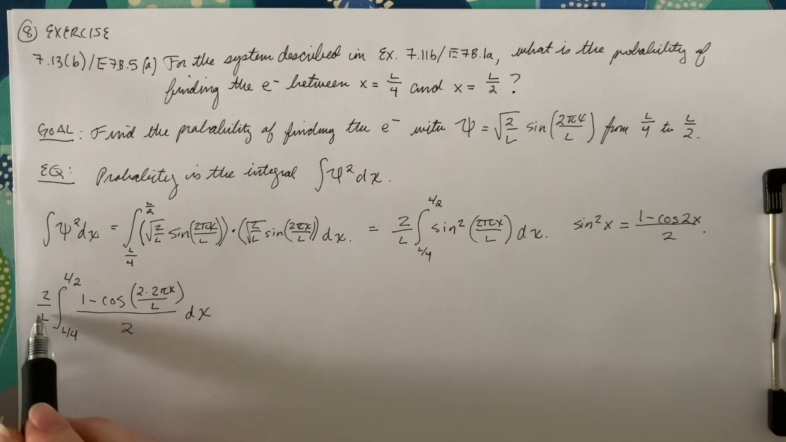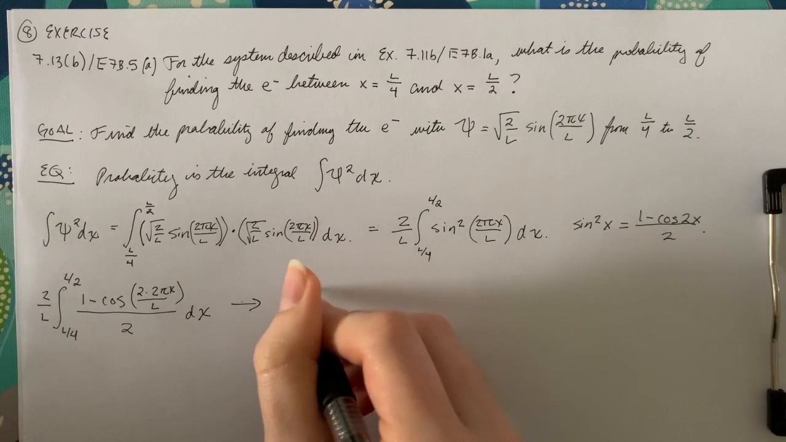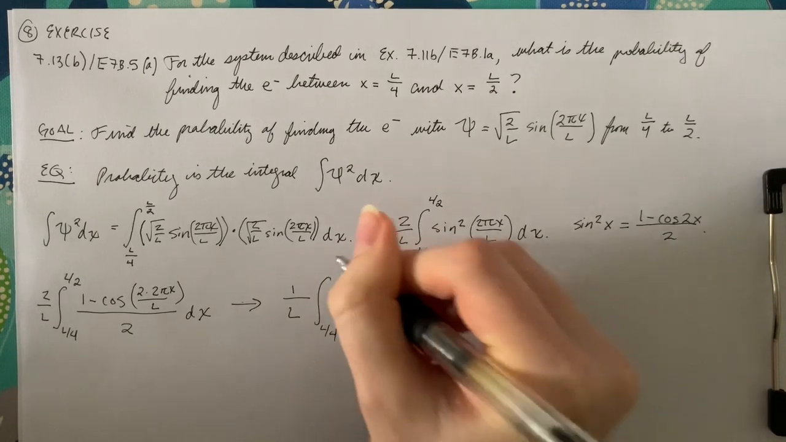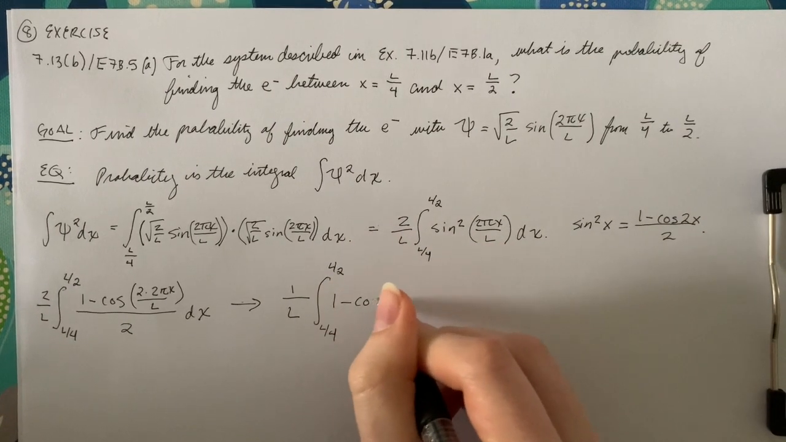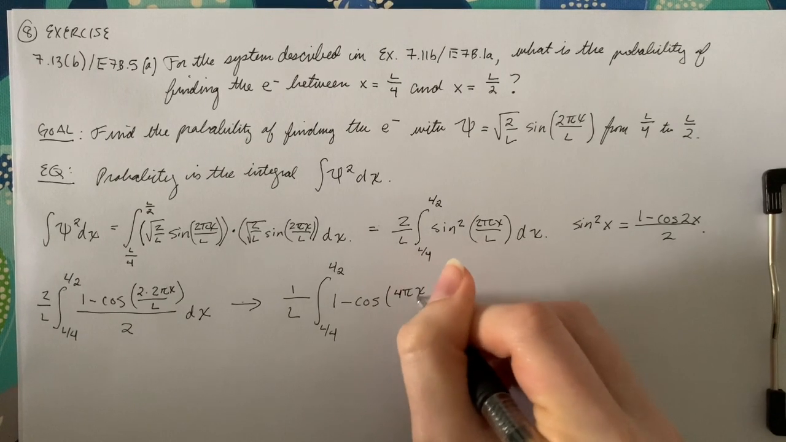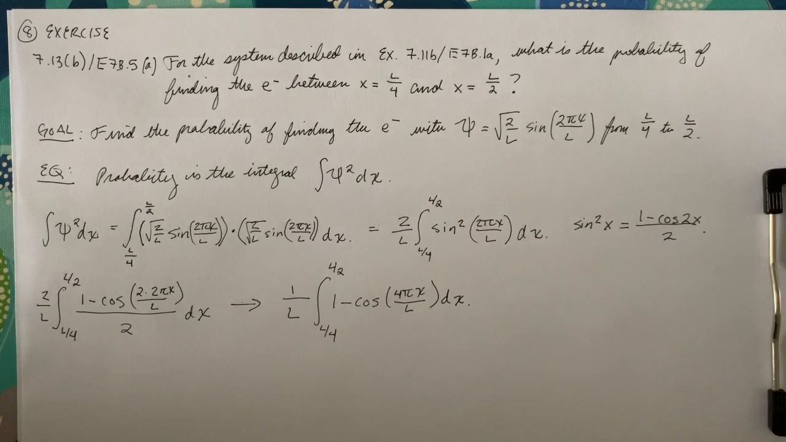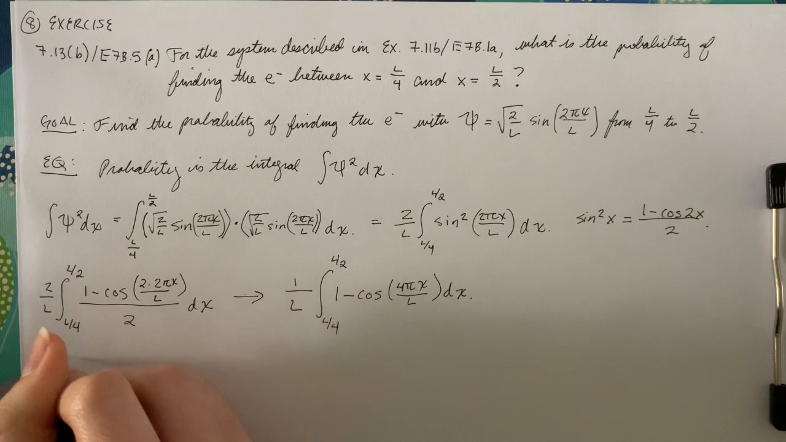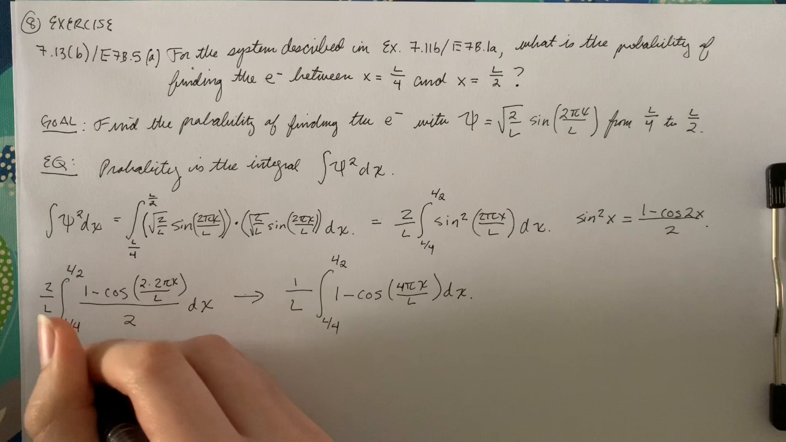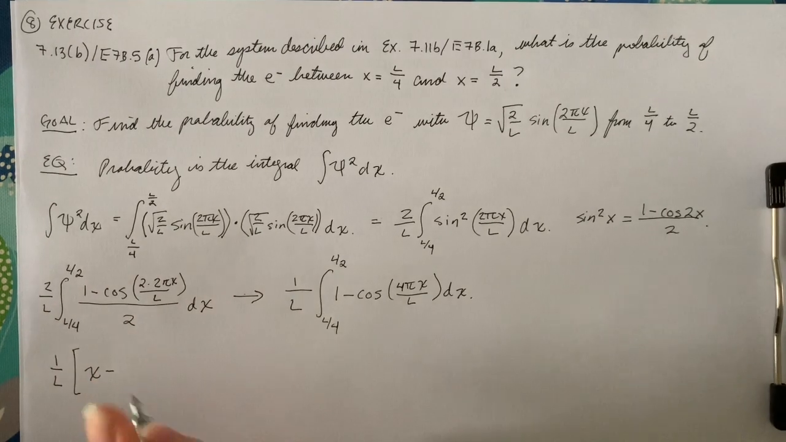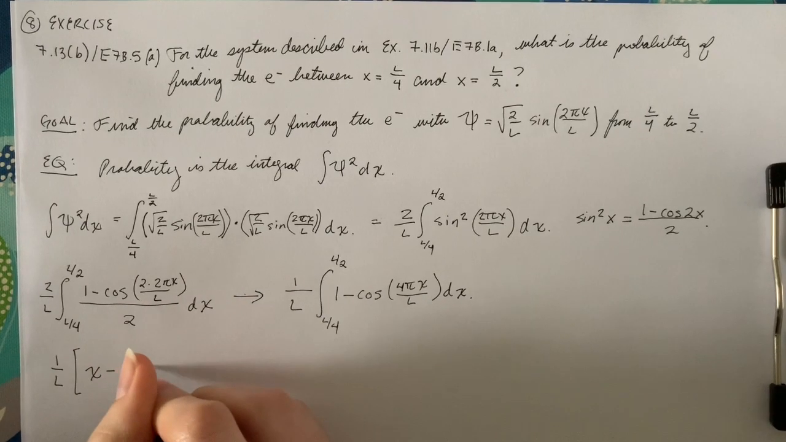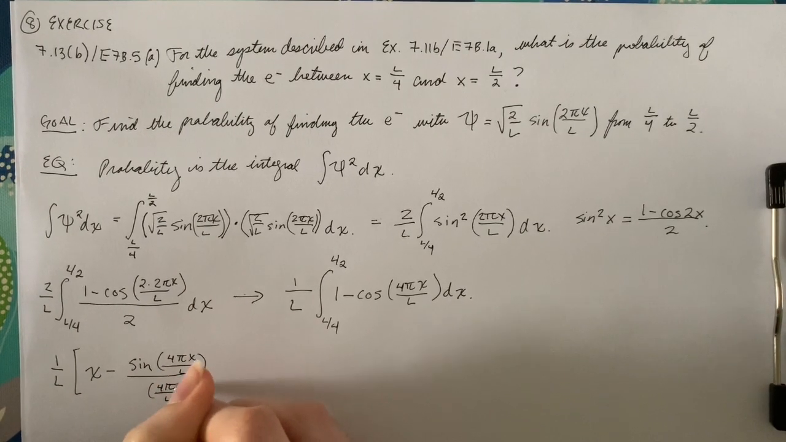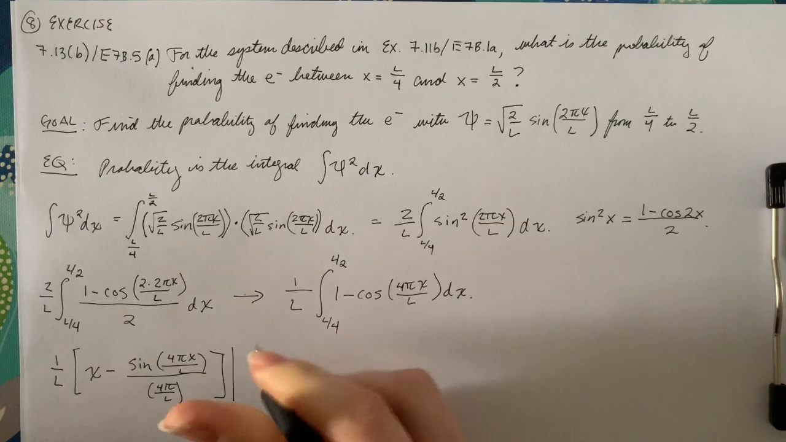And then we can bring out this 1/2, and we basically wind up with 1 over L, the integral from L/4 to L/2 of 1 minus cosine 4 pi x over L dx. So now all we have left is to integrate the actual function. And we get 1 over L, the integral of 1 is x, minus the integral of cosine, which is sine 4 pi x over L divided by 4 pi over L, with the bounds.